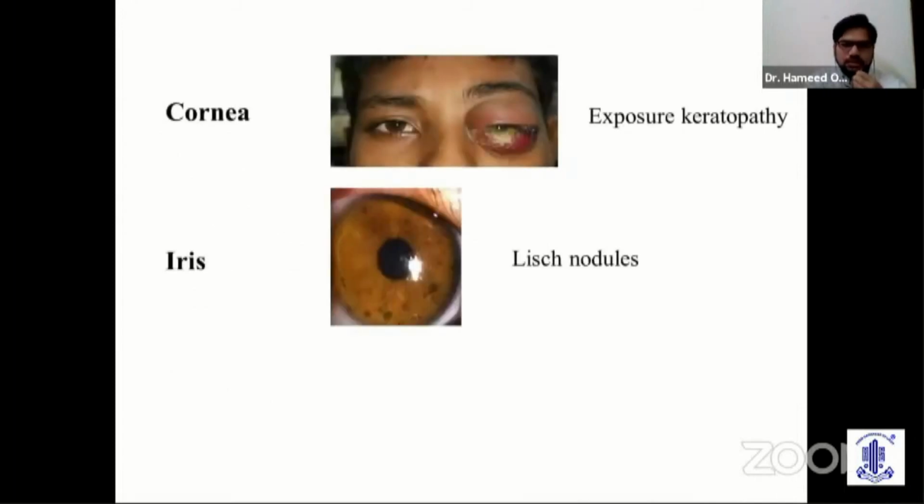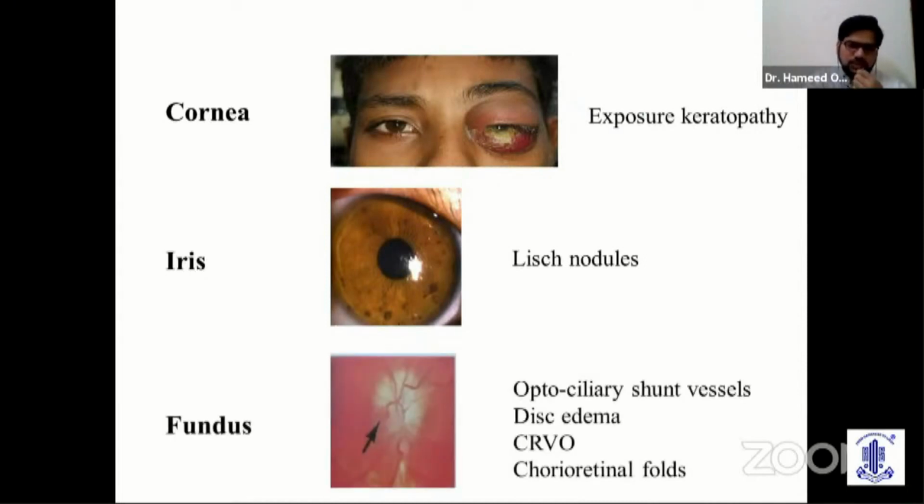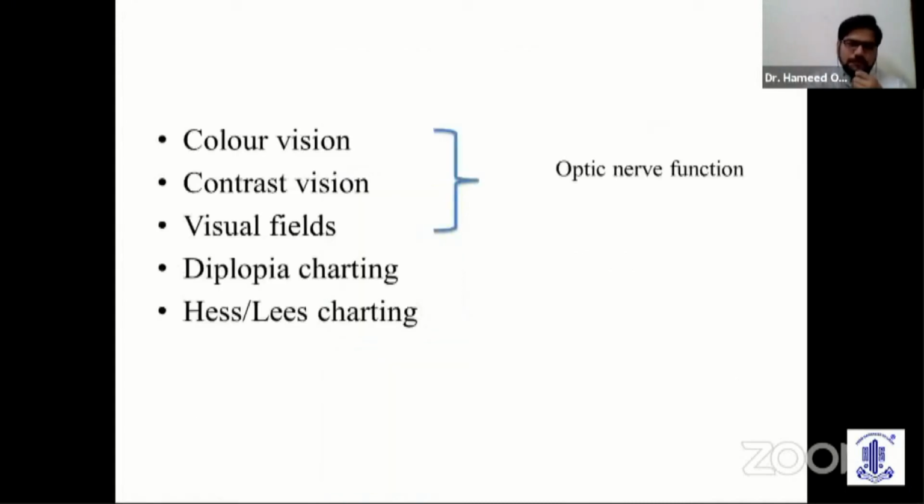Then cornea examination to look for exposure keratopathy. Carefully examine the iris to look for Lisch nodules, which are seen in neurofibromatosis again. Then fundus examination is important, especially in the case of an optic nerve sheath meningioma. You can come across optociliary shunt vessels, or an intraconal tumor directly compressing the optic nerve can present with disc edema or CRVO, or if the mass is indenting the globe, you can find chorioretinal folds as well. So color vision, contrast vision, and visual field are very, very important, especially if the patient's vision is normal and you are suspecting any optic nerve compression.